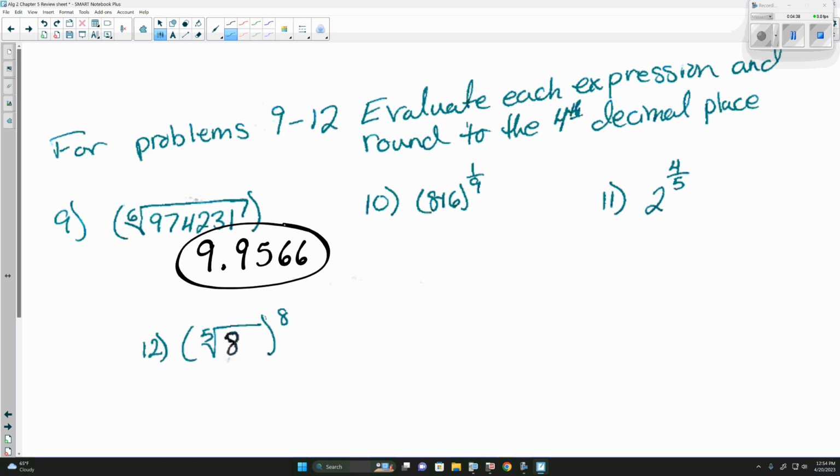So like with 12, I would put parentheses, 5th root of 8, close parentheses. Just type it in as you see it. Any other questions on these here?